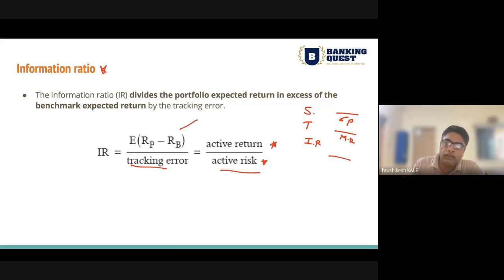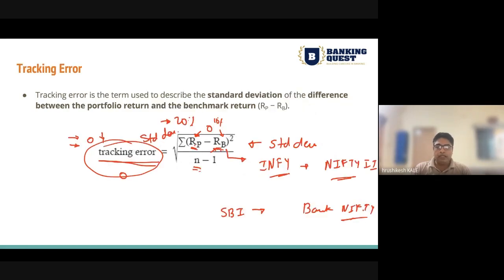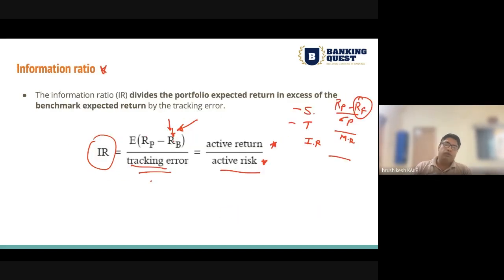And you will find here you have active return in the numerator of information ratio. For Sharpe and Treynor, you have return of portfolio minus risk free. Instead of risk free, in information ratio, we are taking return of benchmark. That's it. So excess return over the benchmark upon tracking error. What is tracking error? We have seen tracking error in the earlier slide. So excess return per unit of excess risk is information ratio. Higher the information ratio, better is the manager.